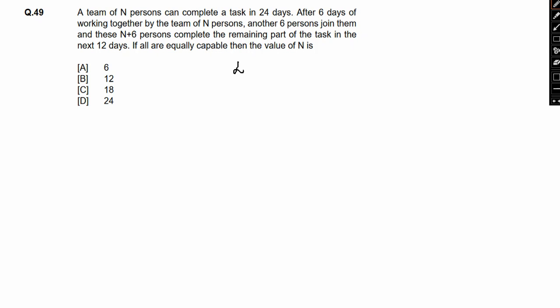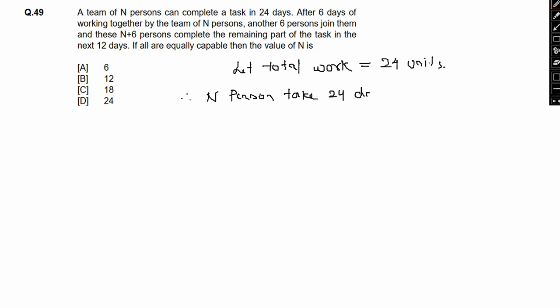So let me do one thing. Let the total work be 24 units. Okay, so therefore n persons take 24 days to complete the same. So therefore they work at 1 unit per day. Okay, so each day n people work at 1 unit per day.